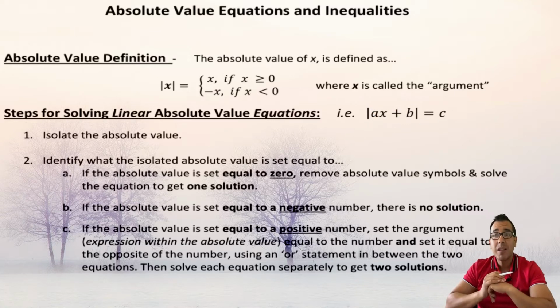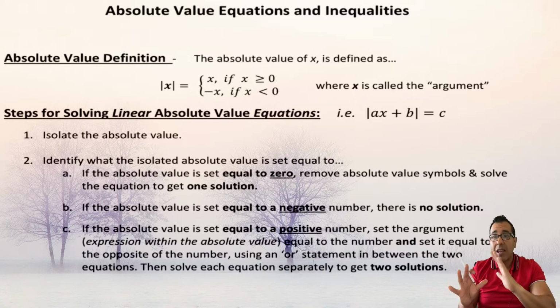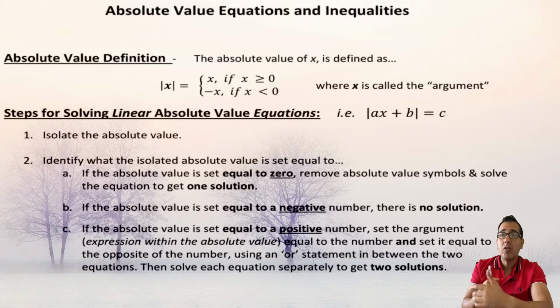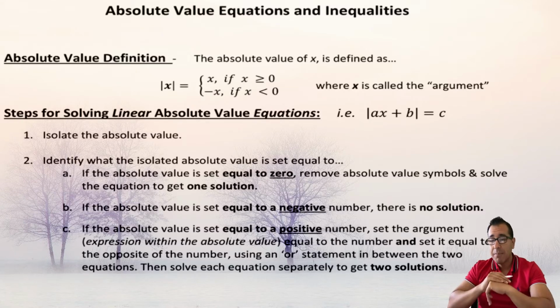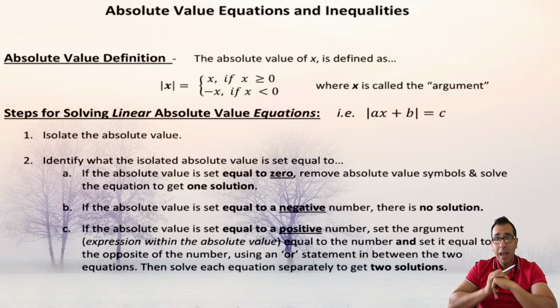So here are the steps that I'm gonna walk you through today, all right? And I'm gonna tell you what to look out for. So number 1, you wanna isolate, get that absolute value by itself, all right? Step number 1, very important. Then you have to identify what the absolute value is equal to. So is it equal to 0? Because if it's equal to 0, good news, you have only one solution. We're gonna see that play out.